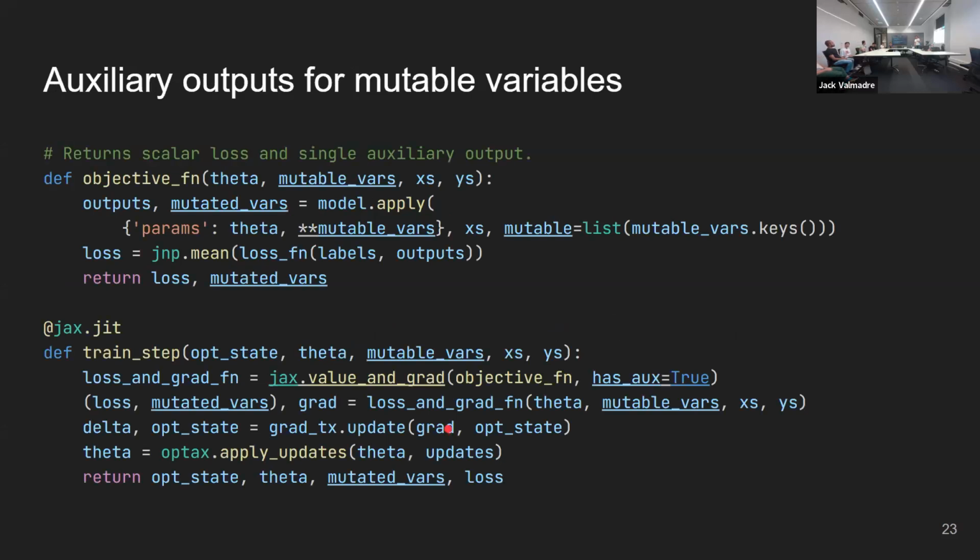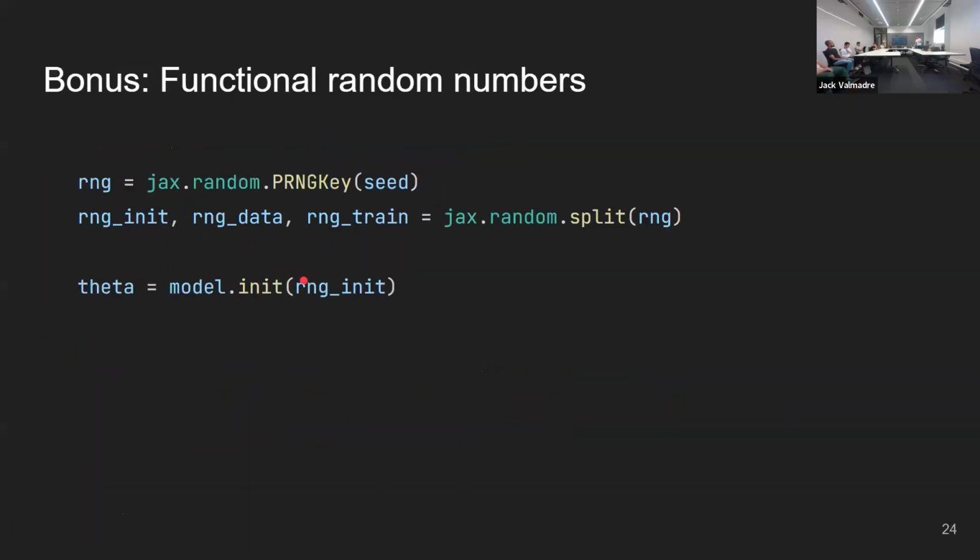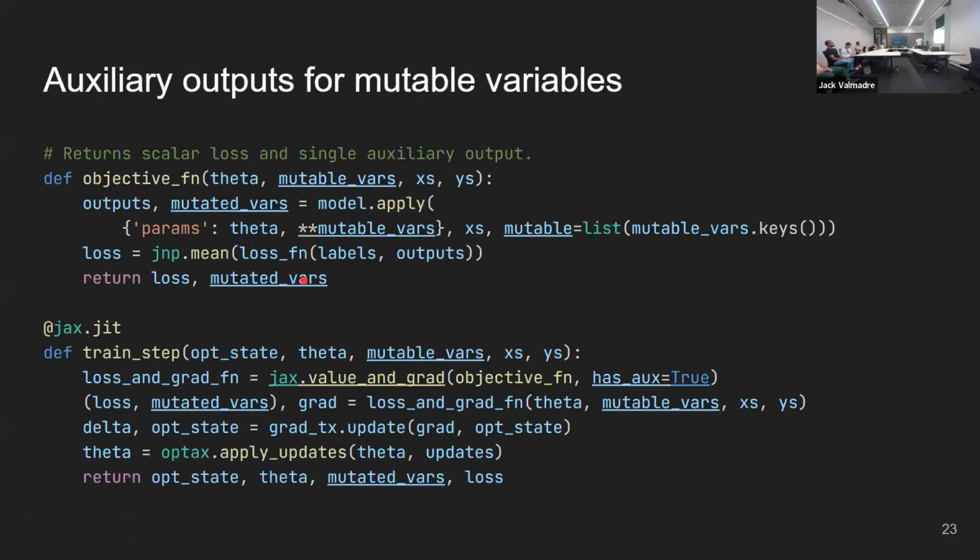So this is the train step again, but now my objective function takes some mutable vars. And when I call model.apply, I give it the params and the mutable vars. And it returns mutated vars. And then I'm going to return mutated vars. And then instead of calling jax.grad, I need to call jax.value_and_grad and say has_aux equals true. And then it's basically going to pass me the second output back. So yeah, it doesn't look so nice anymore after you've done it. So that's just when you add batch normalization.